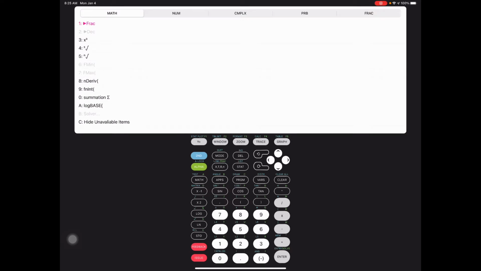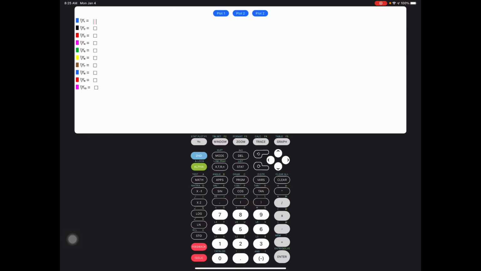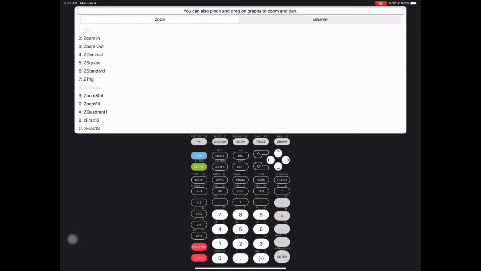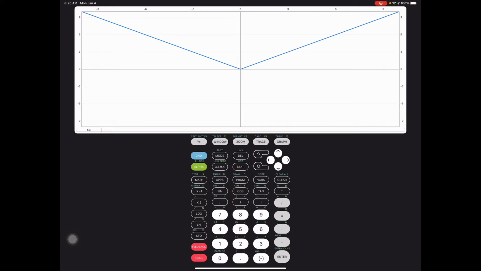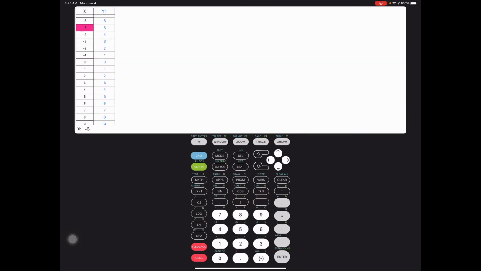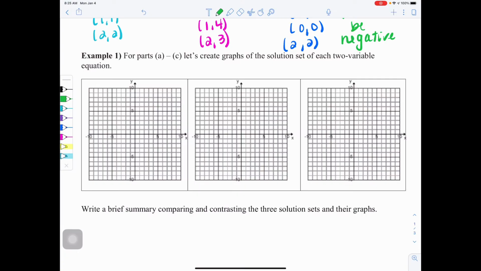I will hit the arrow to the right to go over to number, and you can see choice 1 is absolute value. When I pick that, it takes me back to the y equals screen and gives me the set of bars that I need, where I can then type in my x, which is right next to alpha. Now when we go to graph this, we hit zoom, choice 6 for standard, and you can see this V-shaped graph. If we want to look at the table of values, remember we go second, graph, and that gives us the table.